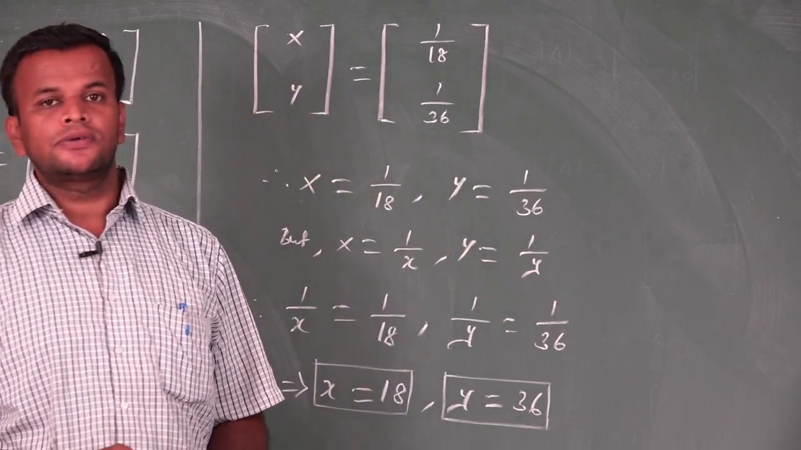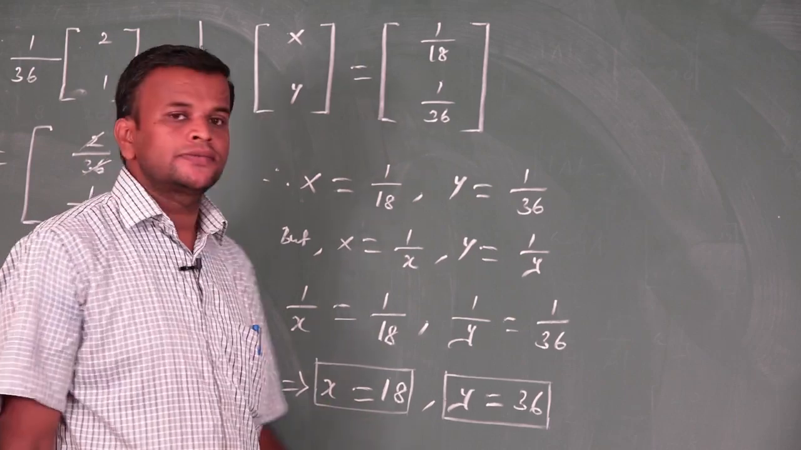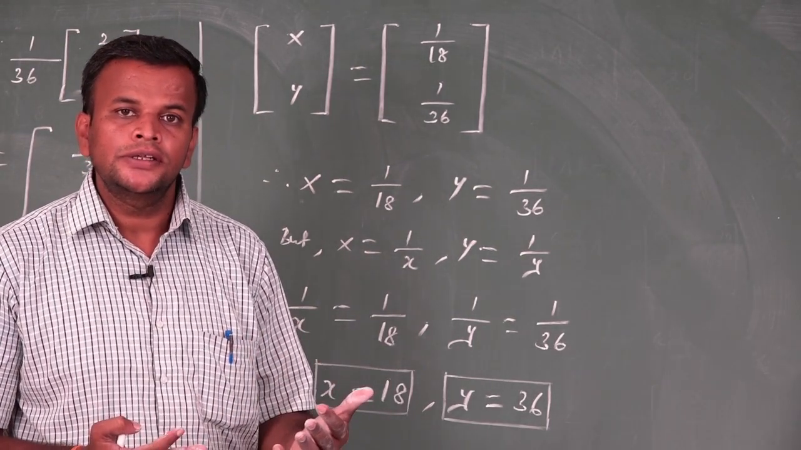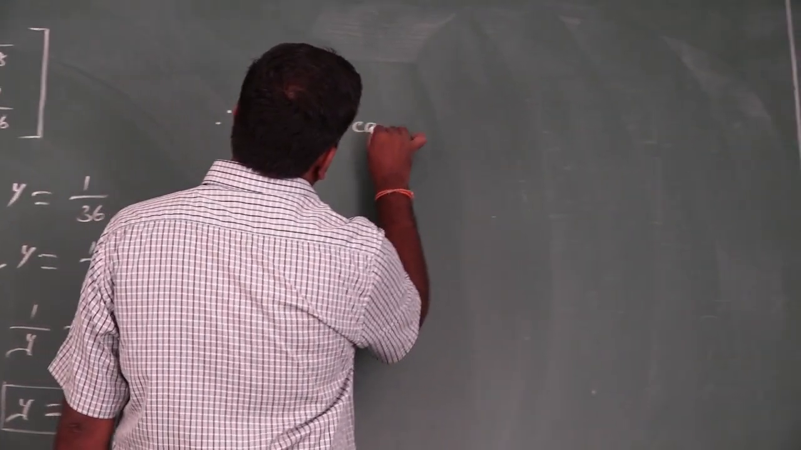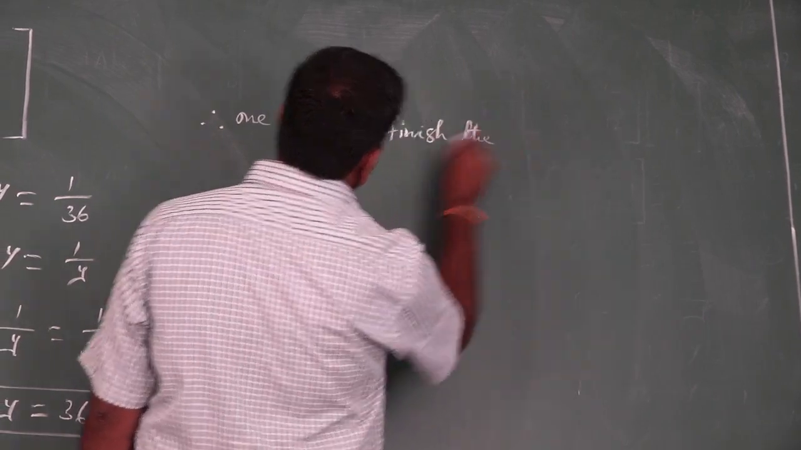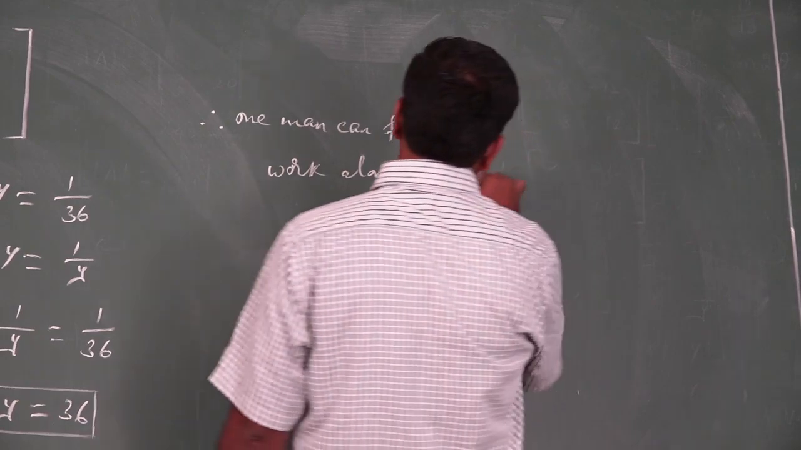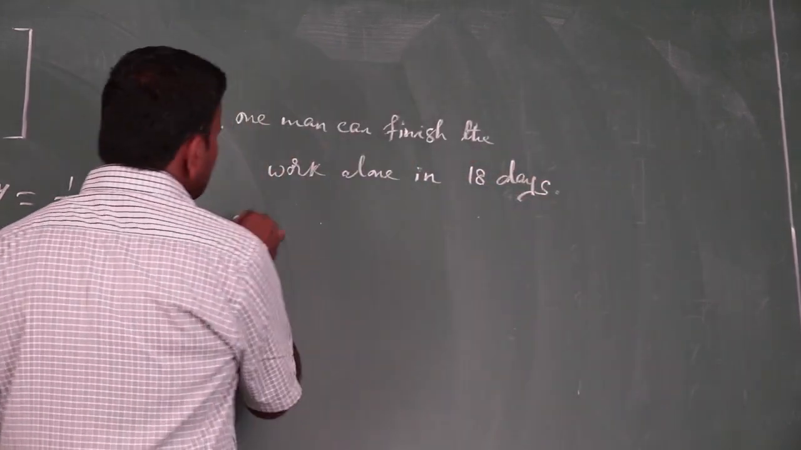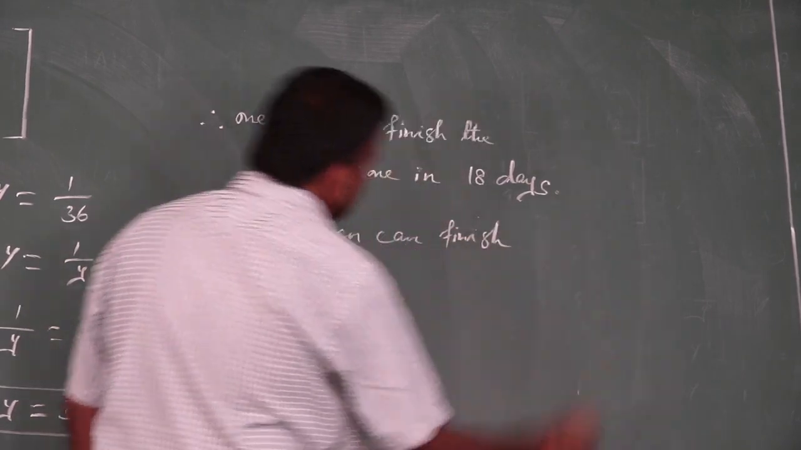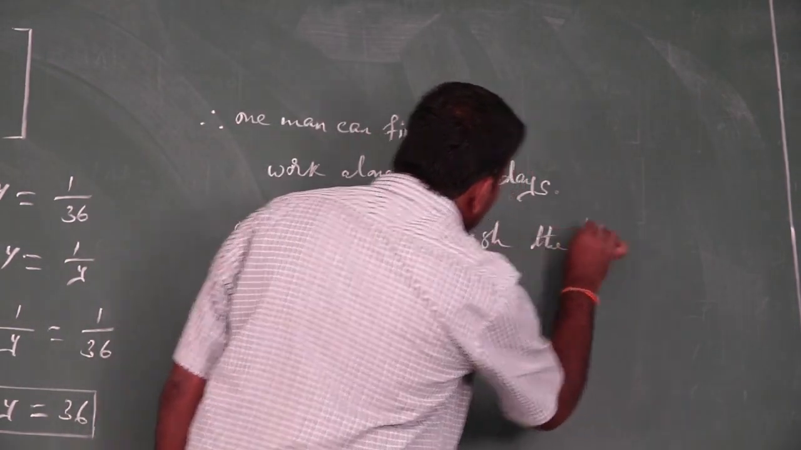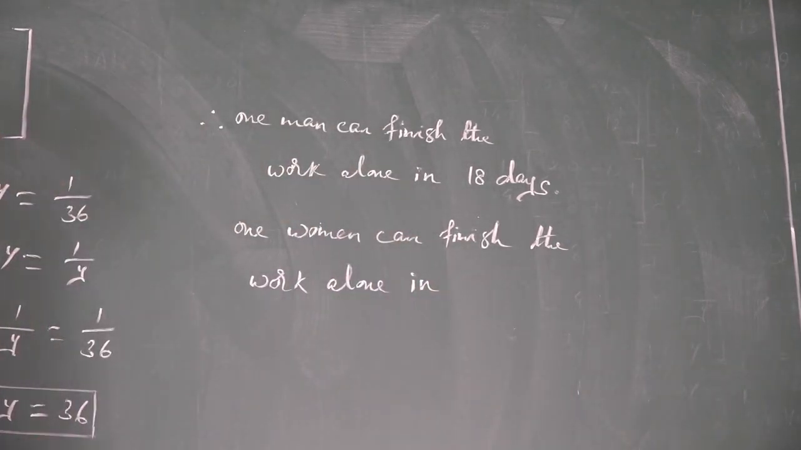We must write the conclusion because our question is to find the man alone work and the woman alone work. Capital X indicates the number of days to finish the work by the man alone. Therefore, we must write the conclusion. Therefore, one man can finish the work alone in how many days? 18 days. In the same manner, one woman can finish the work alone in how many days? 36 days.